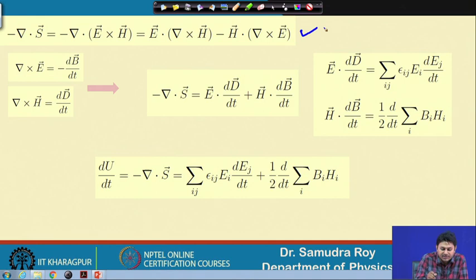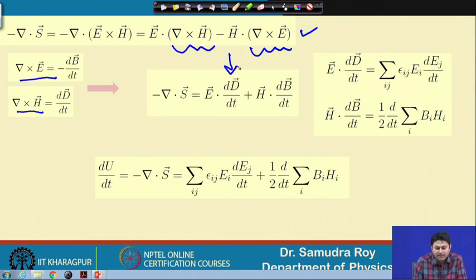Now, what we will do, we just replace this and this with our known quantity. That means, from Maxwell's equation, I have curl E is minus dB/dt and curl H is dD/dt. If I replace these two things, then from this replacement I can have an expression which suggests the power flow per unit volume is E dot dD/dt plus H dot dB/dt.